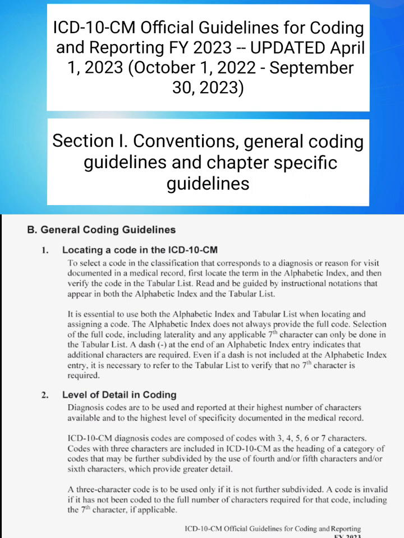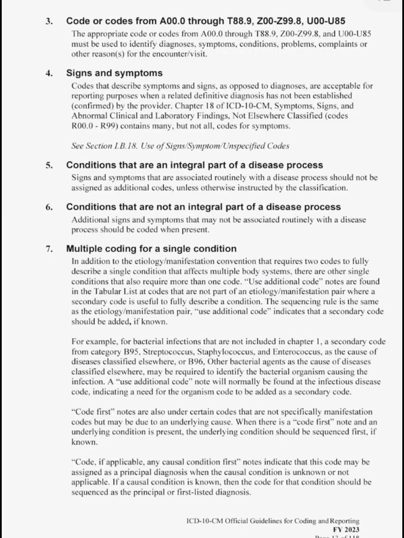A 3-character code is to be used only if it is not further subdivided. A code is invalid if it has not been coded to the full number of characters required for that code, including the 7th character, if applicable. 3. Code or codes from A00.0 through T88.9, Z00, Z99.8, U00, U85. The appropriate code or codes from A00.0 through T88.9, Z00, Z99.8, and U00, U85 must be used to identify diagnoses, symptoms, conditions, problems, complaints or other reasons for the encounter or visit.